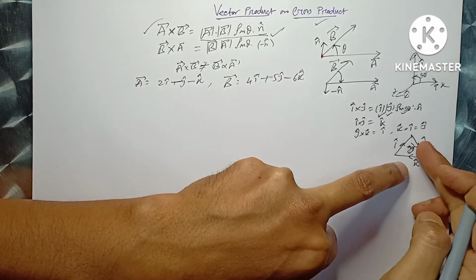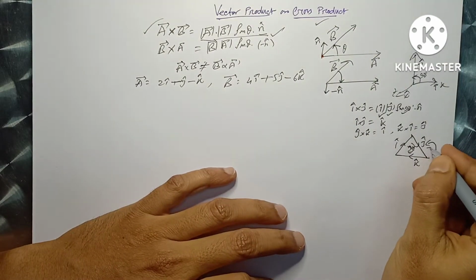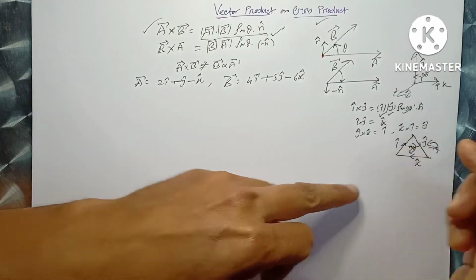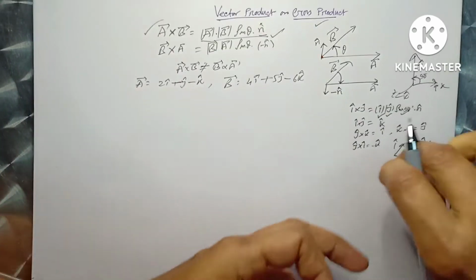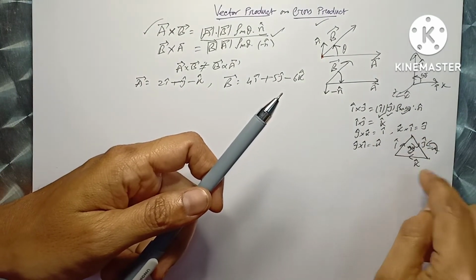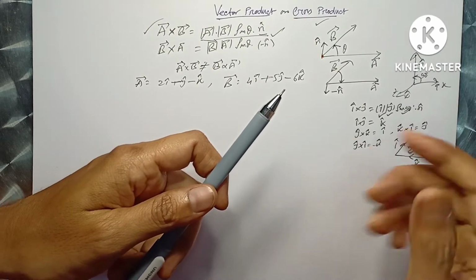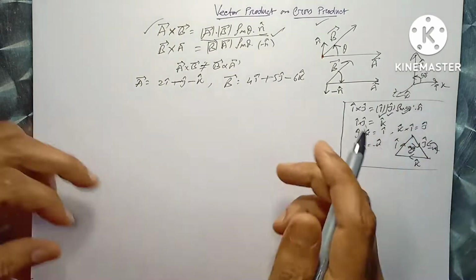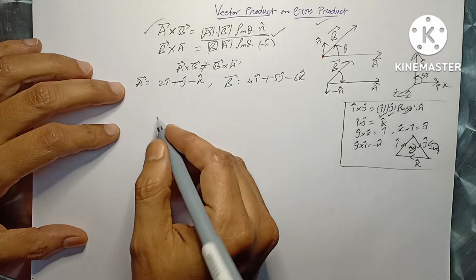But j cap cross i cap will be negative. The anti-clockwise direction is negative. So j cap cross i cap equal to minus k cap. In the clockwise direction, the cross product i cap cross j cap is positive k, and in the anti-clockwise direction, j cap cross i cap, and i cap cross k cap are all negative. So this needs to be remembered. So by this formula we can write from this equation.